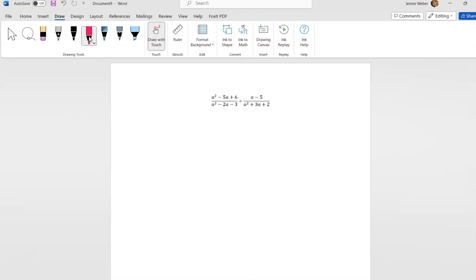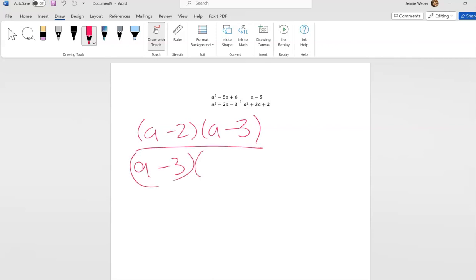So I'm going to come through it. I'm going to factor. So this is a minus 2, a minus 3. This is a minus 3, a plus 1. Now, I'm going to flip this while I'm at it. So this a minus 5 is going to go in the bottom because it doesn't need to be factored. And then up here, I'm going to get a plus 2, a minus, a plus 1.